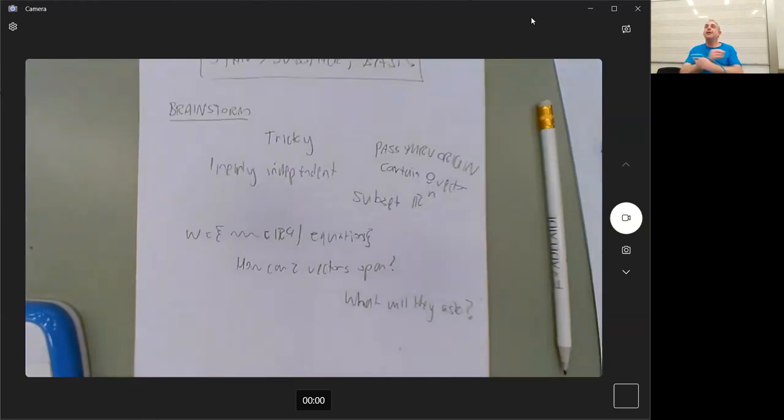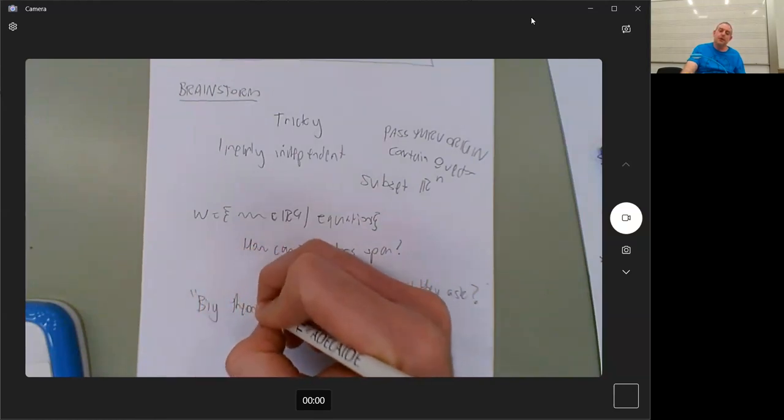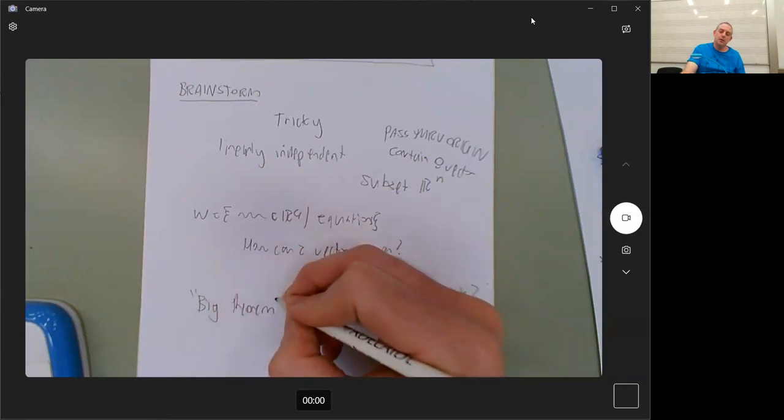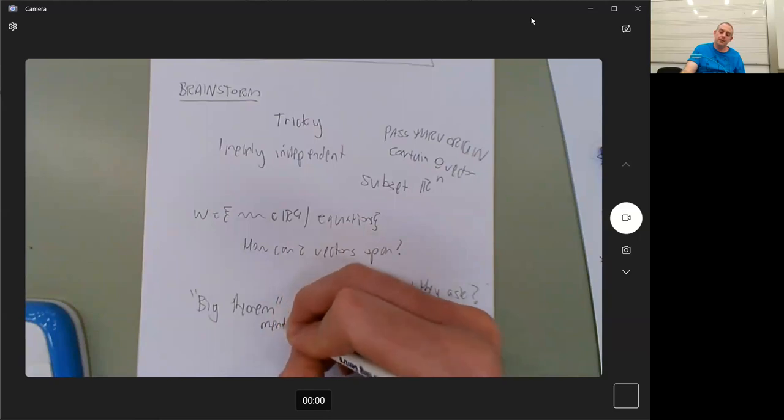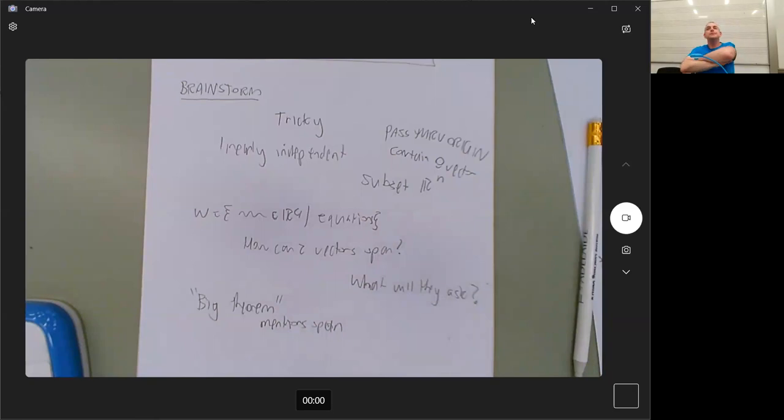Okay. Anything else that's on your mind? Just words, phrases, questions? Big theorem. There's one big theorem about matrices, right? Different number of rows and columns, and there's another one that's the same number of rows and the same number of columns. Okay, cool. Yep, that's great.